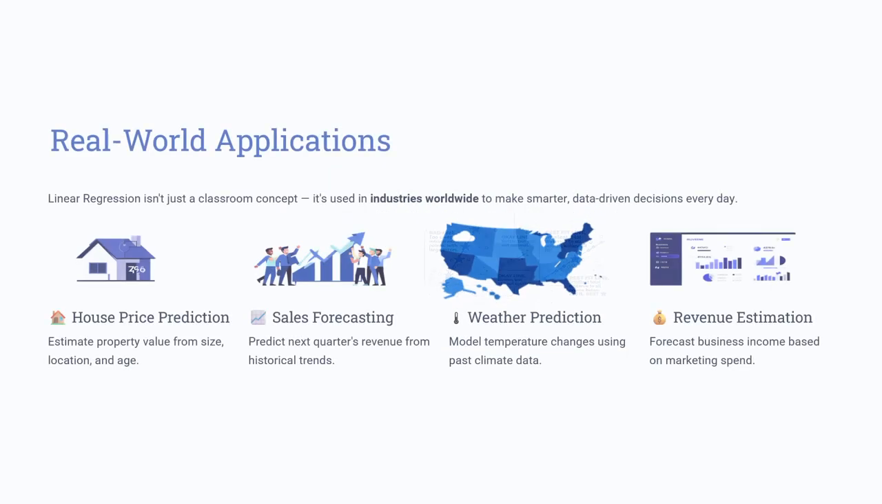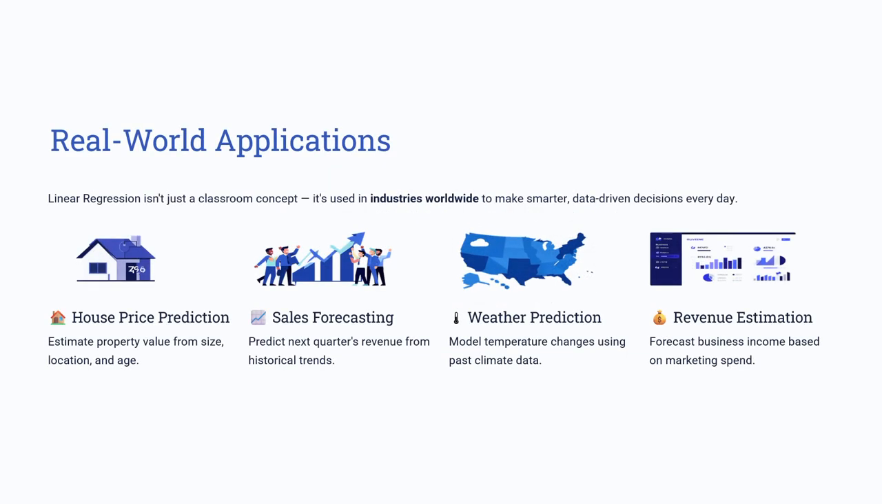Linear regression is used in many industries. House price prediction: predicting property value based on size and location. Sales forecasting: estimating future sales using historical data. Weather prediction: predicting temperatures and rainfall. Revenue estimation: forecasting business income and profits. Even though it's simple, linear regression remains one of the most widely used machine learning algorithms.